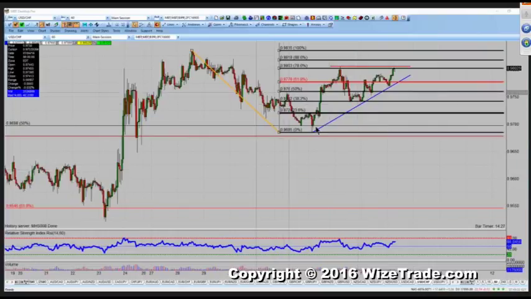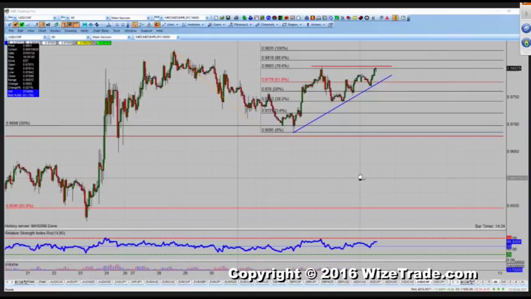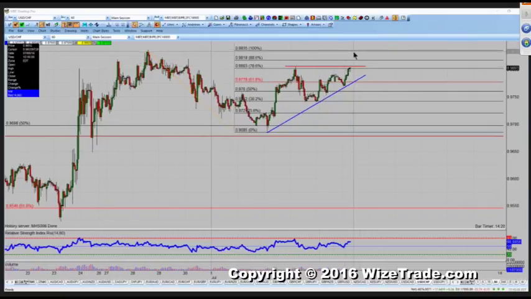Okay, sorry, I digress. So here we go. Big resistance is going to be 98.35. Support today is going to be this low right here.